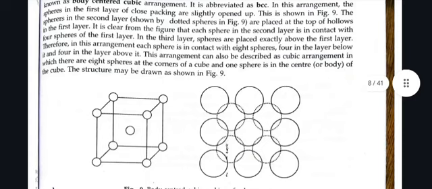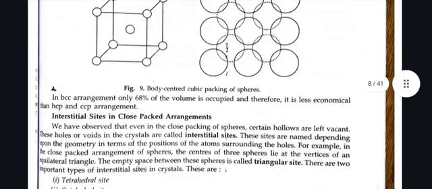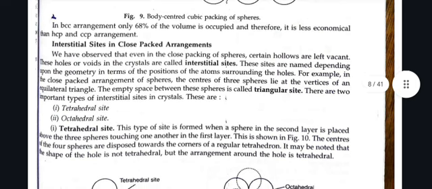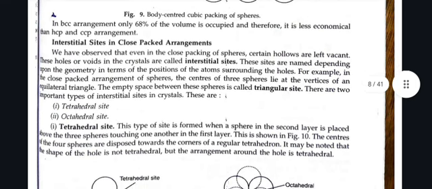This arrangement can also be described as cubic arrangement, in which there are 8 spheres at the corners of a cube and 1 sphere in the central body of a cube. This structure may be drawn as shown in figure 9. In BCC arrangement, only 68% of volume is occupied, and therefore it is less economical than HCP and CCP arrangement.